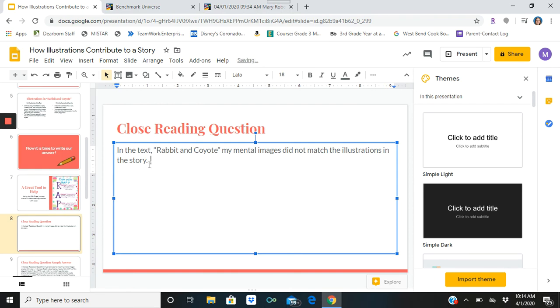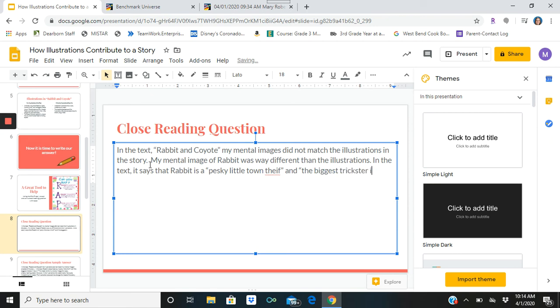So I'm going to start off by saying, my mental image of Rabbit was way different than the illustrations. In the text, it says that Rabbit is a pesky little town thief and the biggest trickster in town. Now, if you notice, that's spelled incorrectly, so I just right-clicked it so that it's spelled correctly.